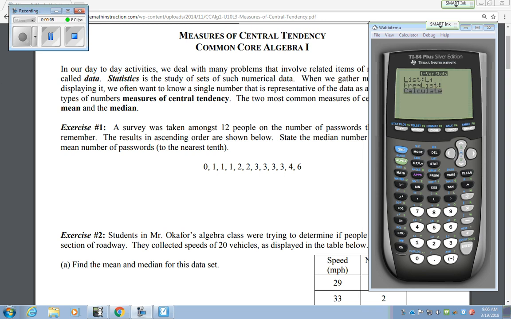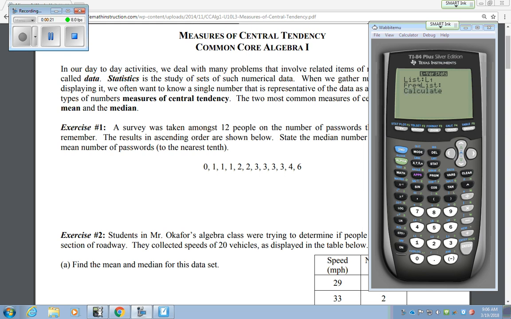Okay guys, we're going to be looking at measures of central tendency, and the two most common measures are mean and median. So we're going to be looking at those. We'll also be talking about if data is a good fit, which one would be a better fit, and we'll also be looking at what an outlier is.